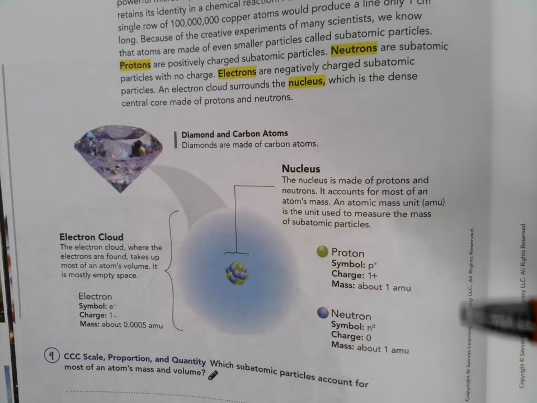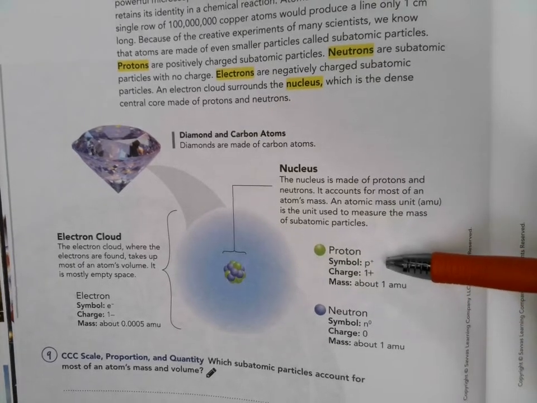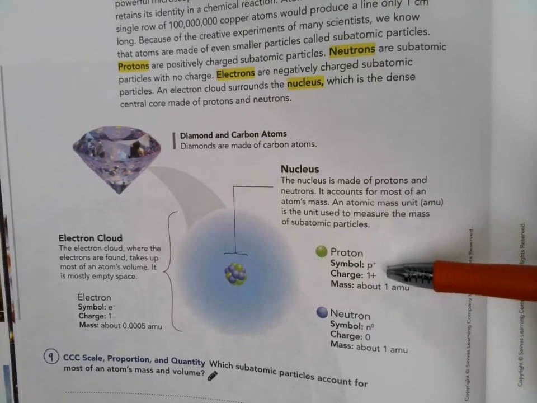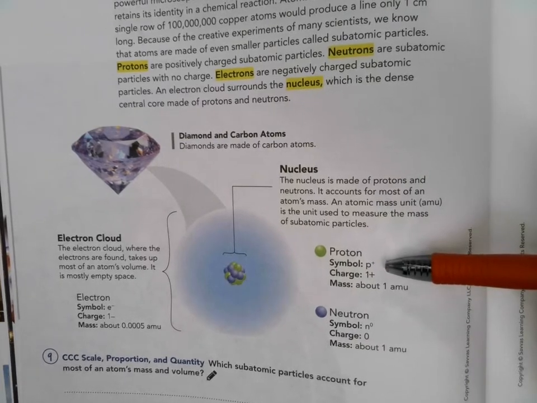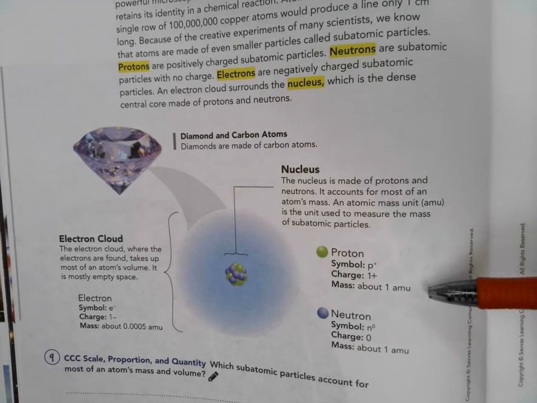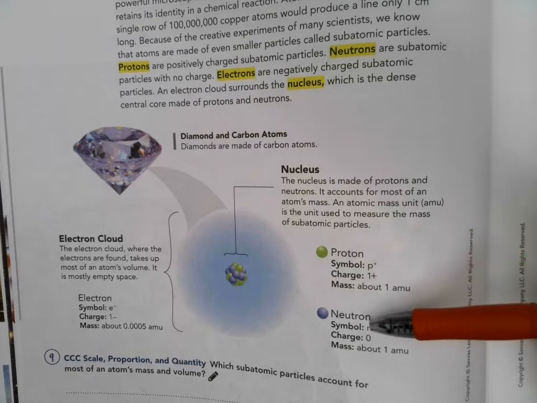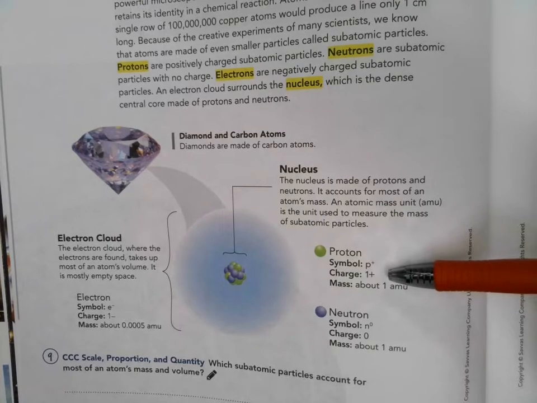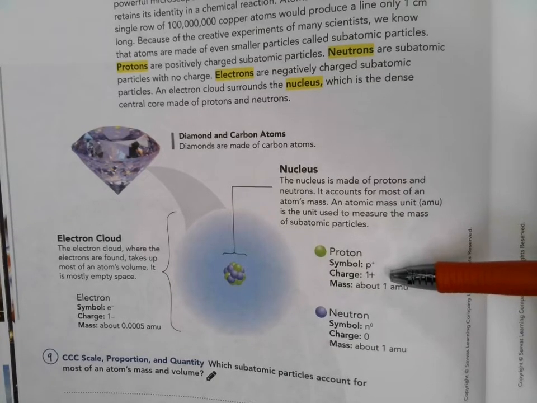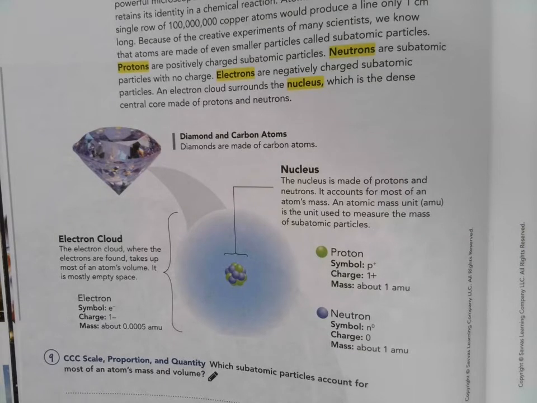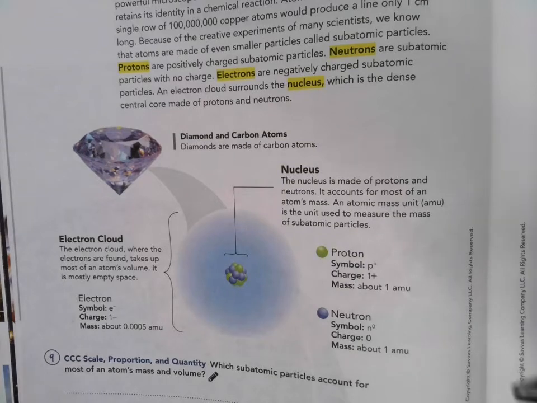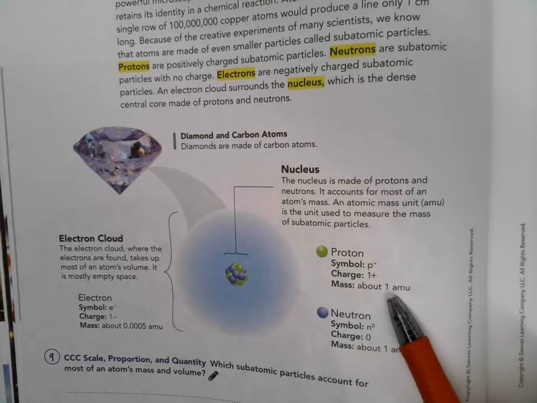Now, I want you to know all of this information for each of these subatomic particles. A proton's symbol is P positive, its charge is 1 plus, and its mass is about 1 AMU. I want you to write this down. Instead of writing protons, I'm just going to write P positive. Instead of writing neutrons, I'll write N0. We'll talk more throughout the whole year about what these charges carry and how important they are to the characteristics of atoms.